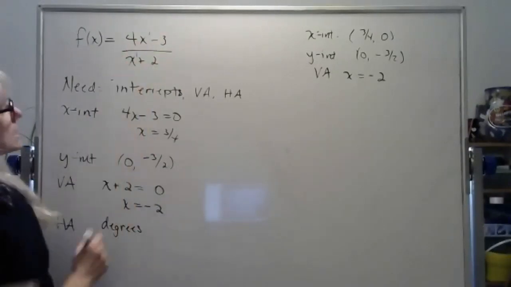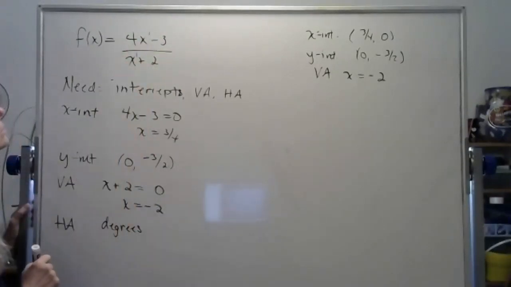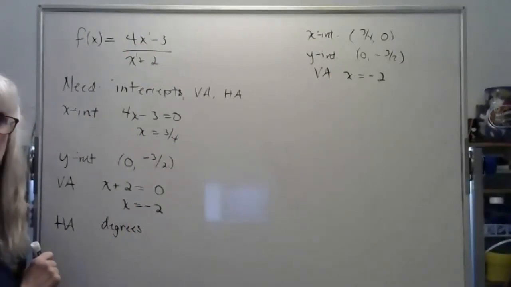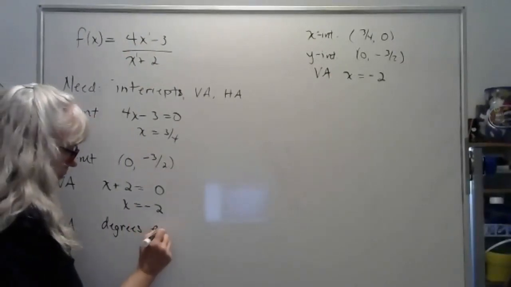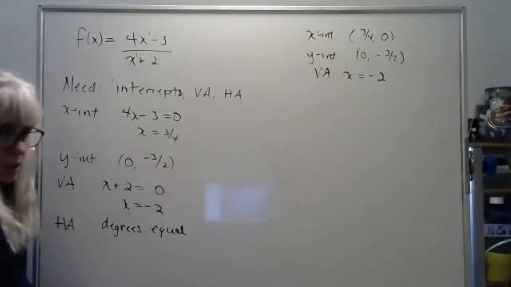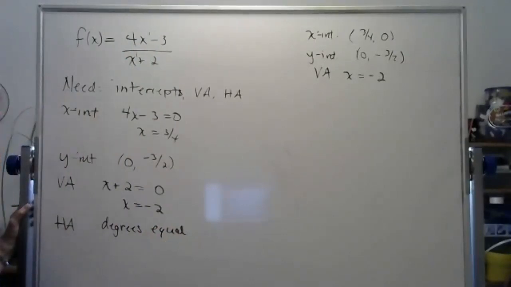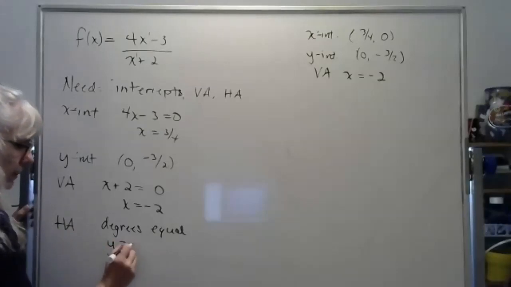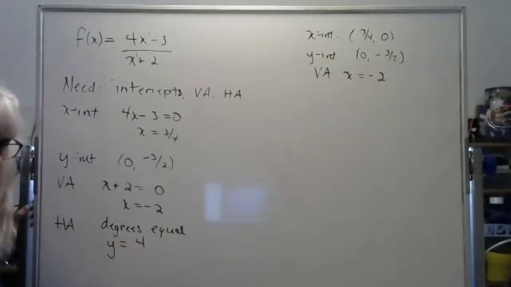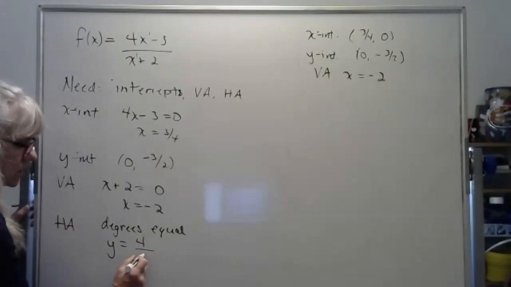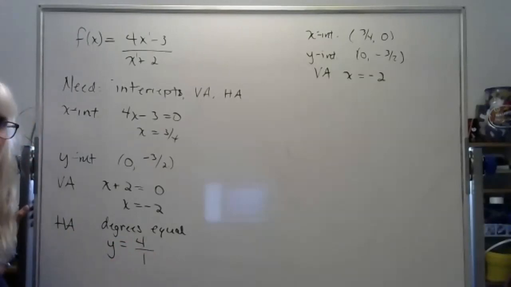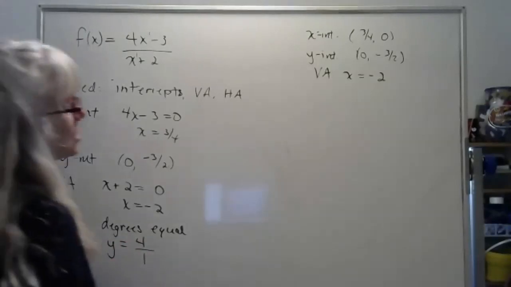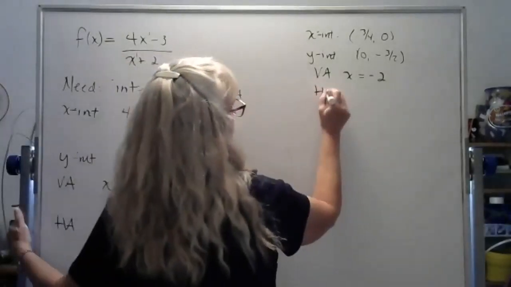So the degree is that exponent. So aren't they both 1s? So my degrees are equal? Okay. So then you go to the ratio of the coefficients. So for us, the leading coefficient in the numerator is a 4. The leading coefficient in the denominator is a 1. So you're going to get y equal to 4. And that's your horizontal asymptote.